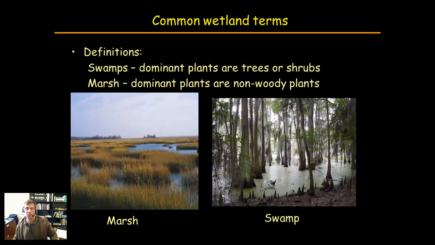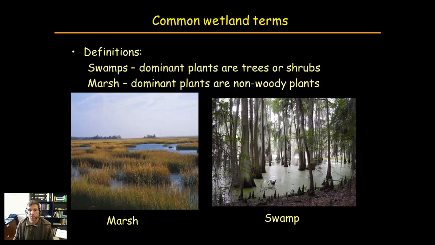Some common wetland terms. You've probably heard the terms swamp and marsh a lot in your life, and certainly in this course, but let's formally define them here. A swamp is a wetland where trees are the dominant plants. Trees or shrubs, either way is good. Basically woody stemmed plants being the dominant plant in those wetlands. A marsh, however, is going to have lots of plants, but they're not going to be woody plants. They're not going to be trees and shrubs. Instead, they're going to be grasses and sedges and rushes, these plants that essentially look like tall grasses.